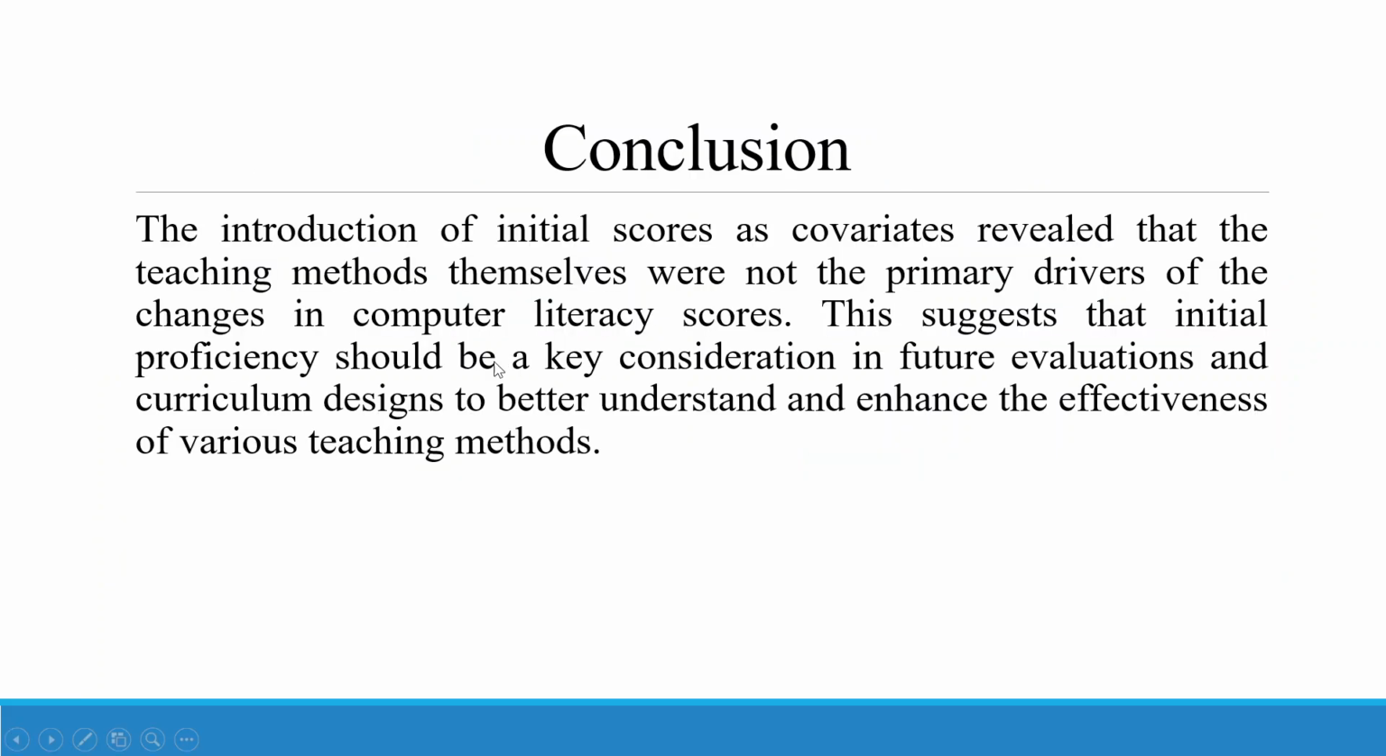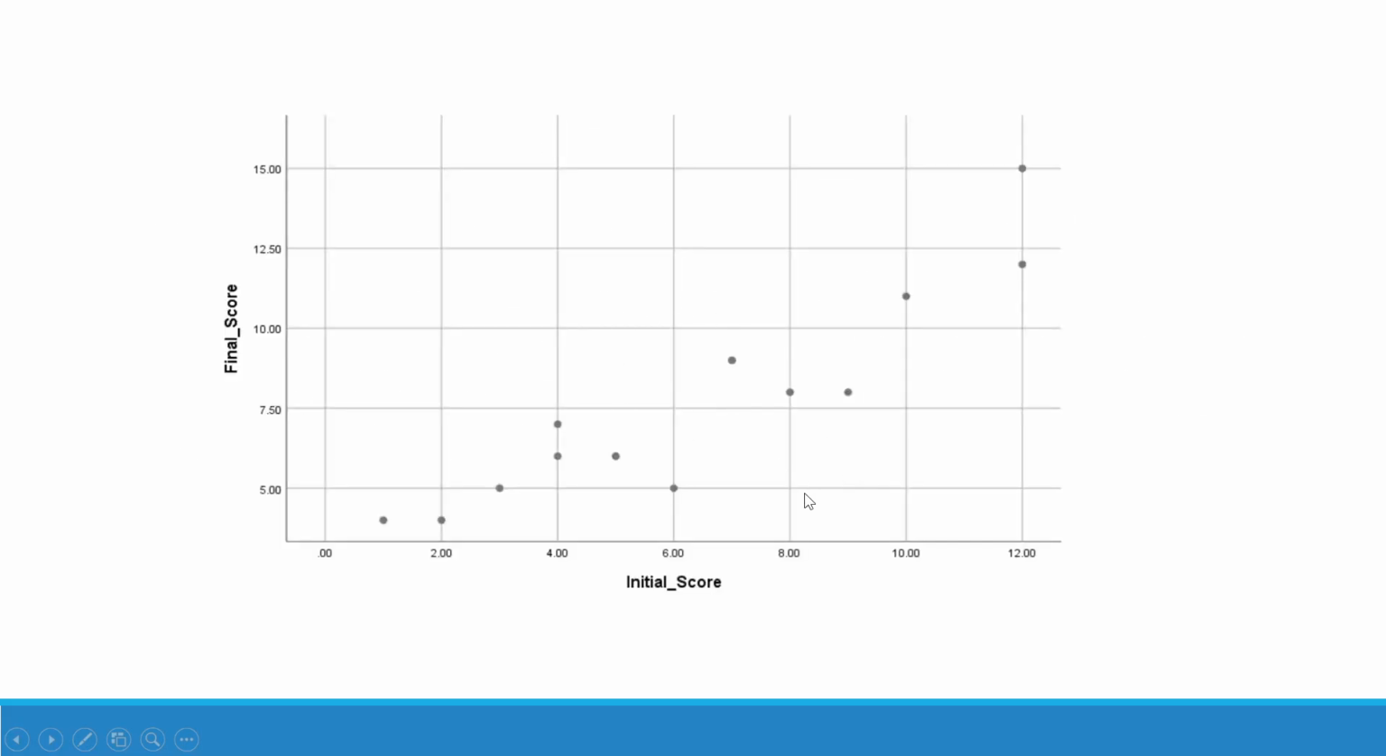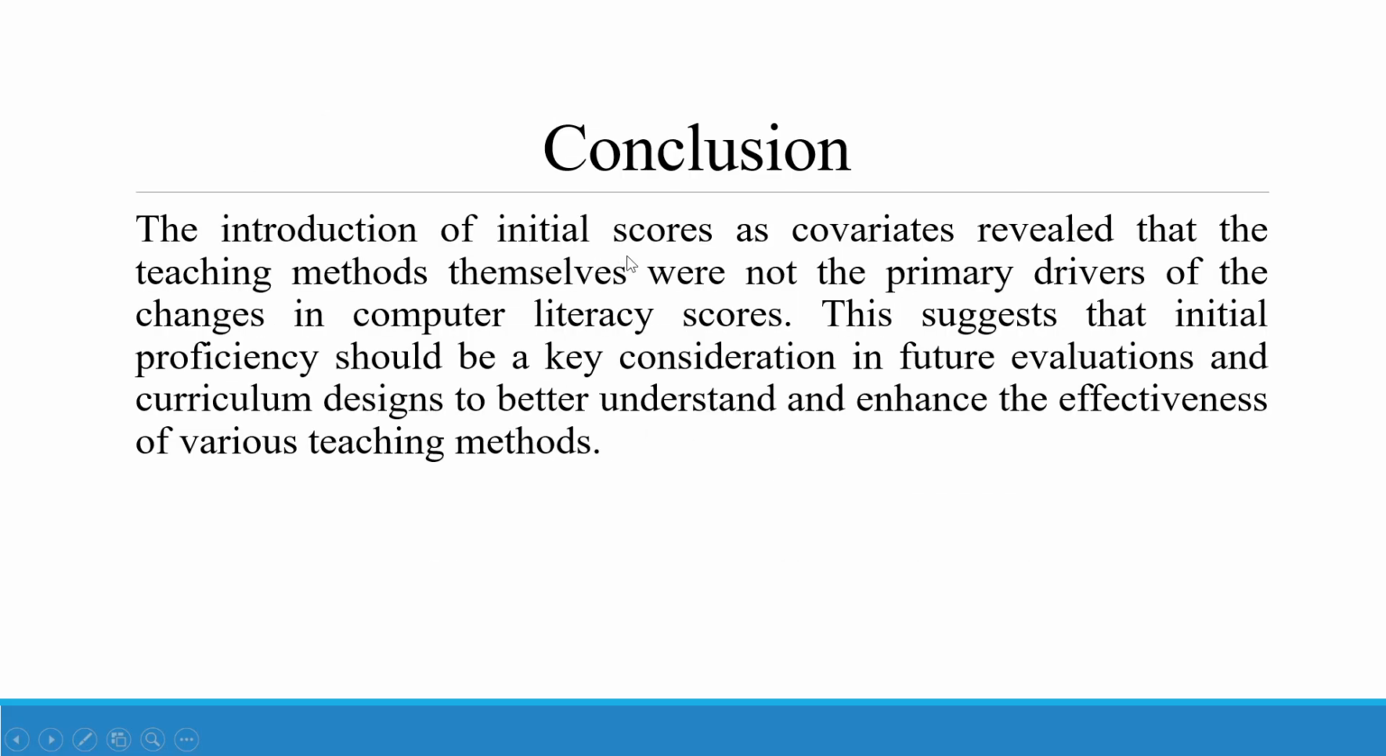What will be the conclusion? This I will explain later on. The introduction of initial scores as covariates revealed that the teaching methods themselves were not the primary drivers of the changes in computer literacy scores. This suggests that the initial proficiency should be a key consideration in future evaluations and curriculum designs to better understand and enhance the effectiveness of various teaching methods.